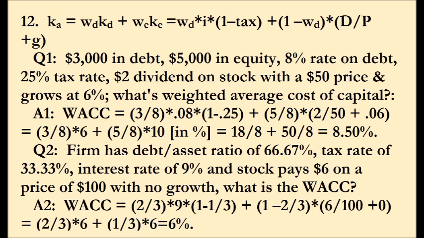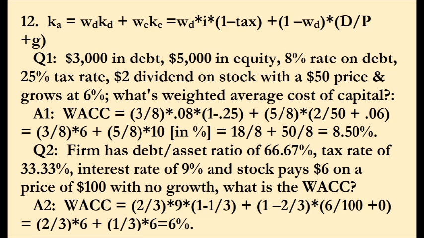We have 8% in debt. Tax rate is a quarter, so that makes 6% on the debt. We have a 2 dividend stock, $50 price, growing at 6%. Well, the 6% plus the 4% on the dividend makes 10%. So we'll take 3/8 of the interest expense after tax, which is now 6, and 5/8 of the 10%, adding up to 8.5%.